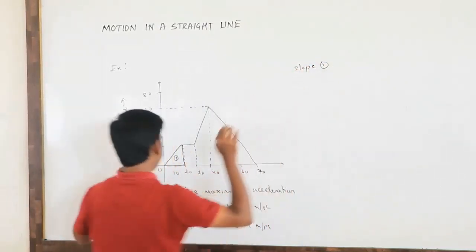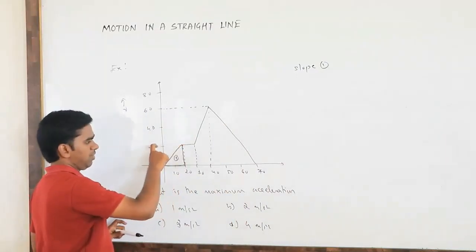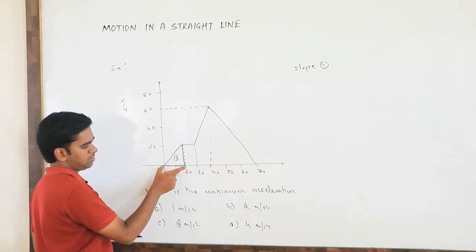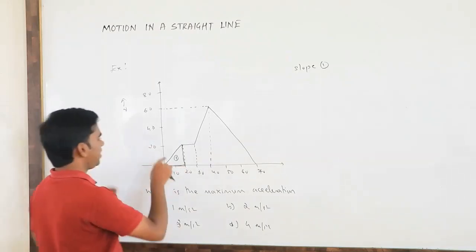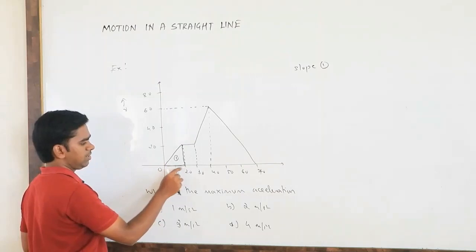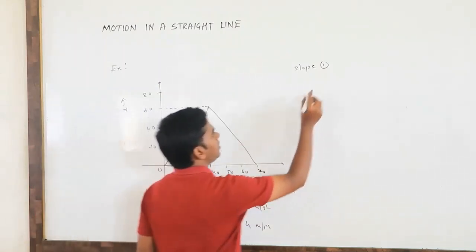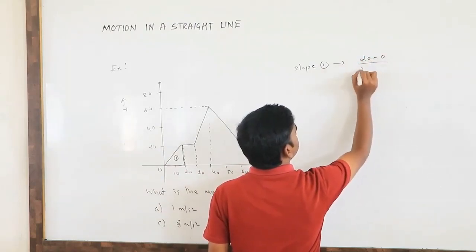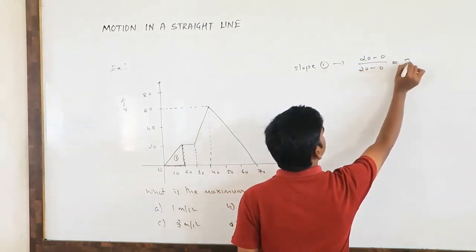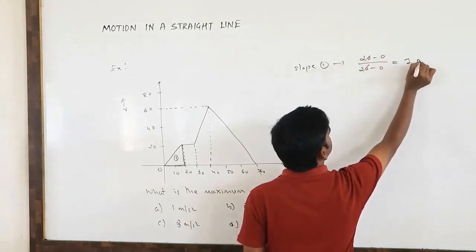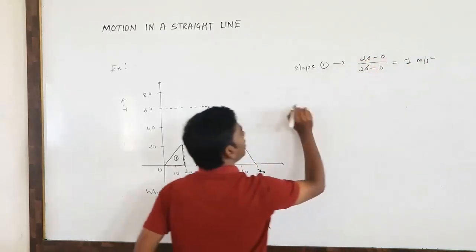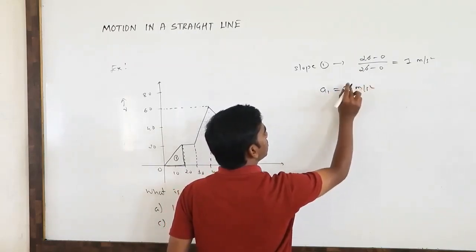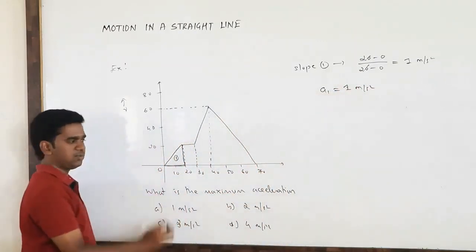So what is slope 1? This is what? 20. 20 divided by, this is what? From here to here. It is 20. Okay. So you can write like this, 20 minus 0 divided by 20 minus 0. So what it is going to be? It is going to be 1 meter per second square. Okay. So acceleration 1 is what? 1 meter per second square. That answer is there in the given options.